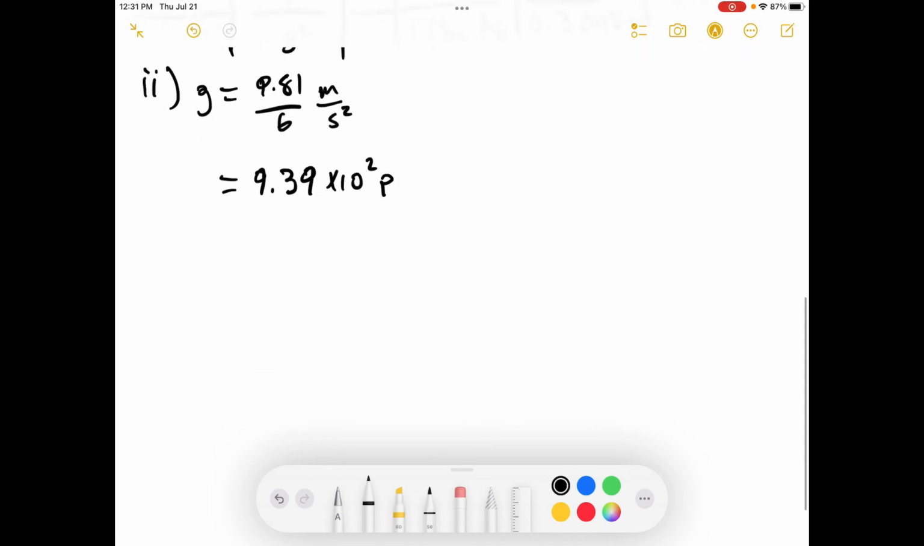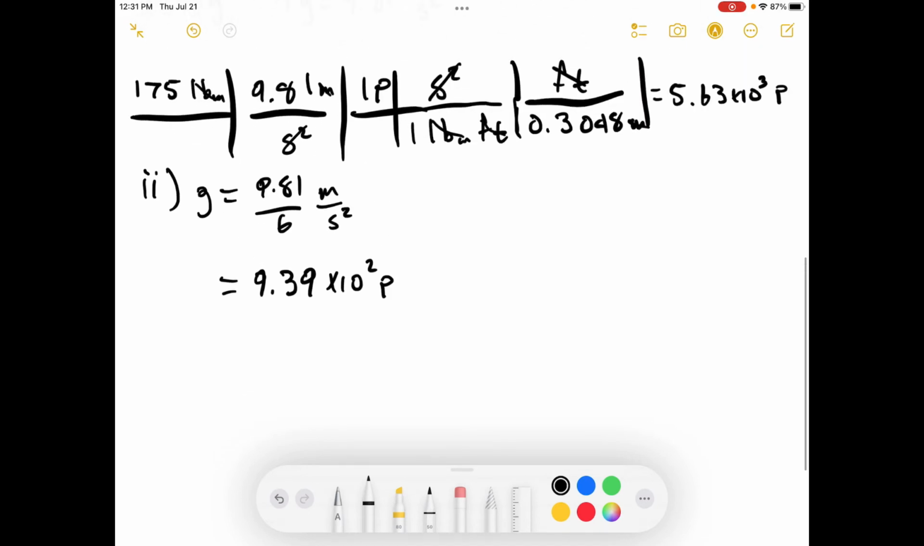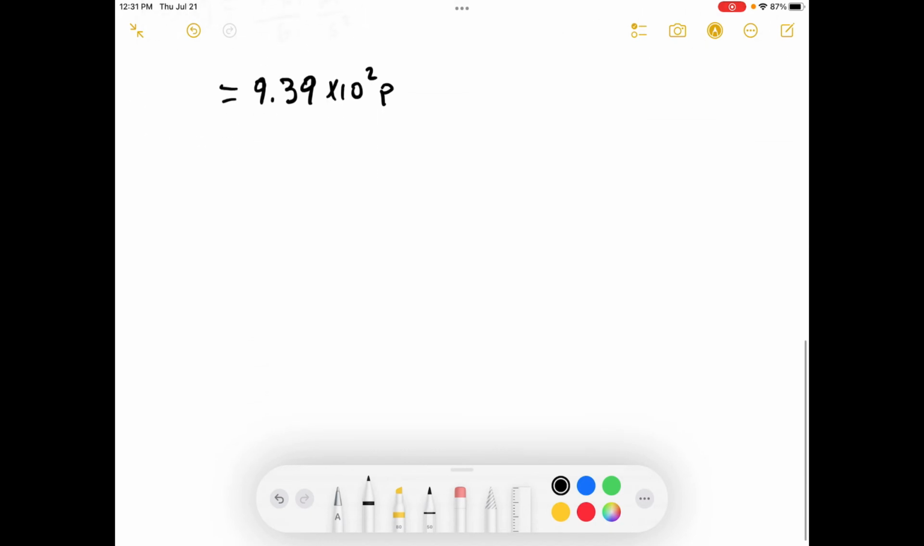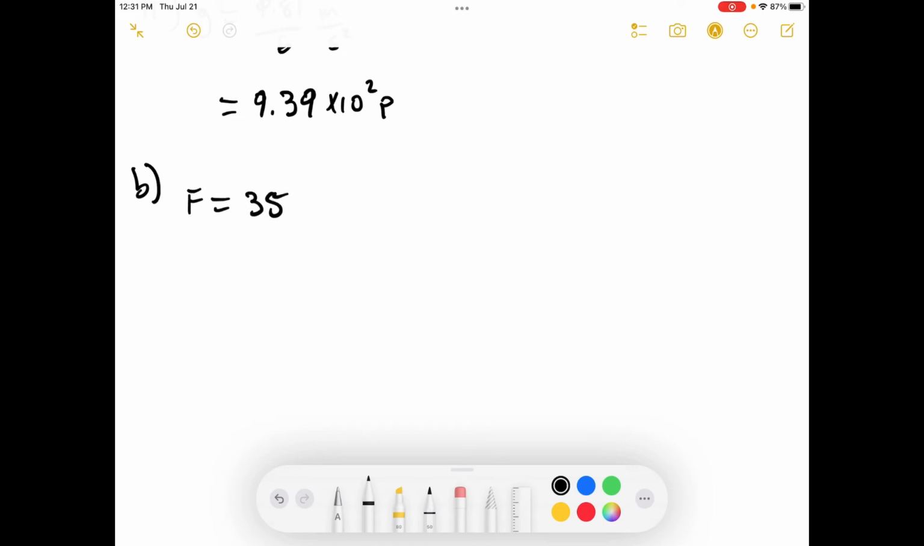Obviously, you're going to weigh less on the moon because the gravity is less. Yeah, that checks out. Okay. Part B. Now they give us that the force is equal to 355 poundals. The mass is equal to 25 slugs. And we want to know what the acceleration is.